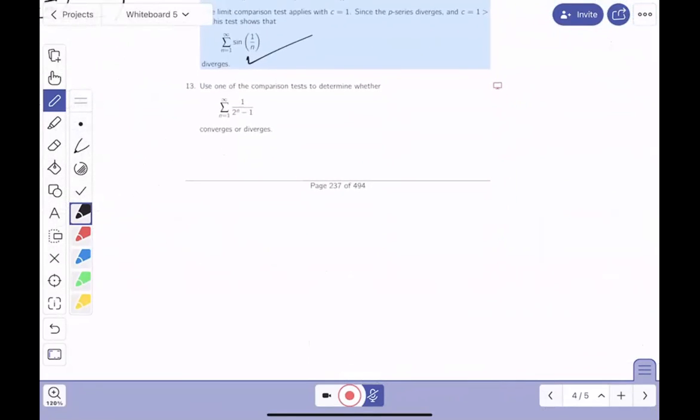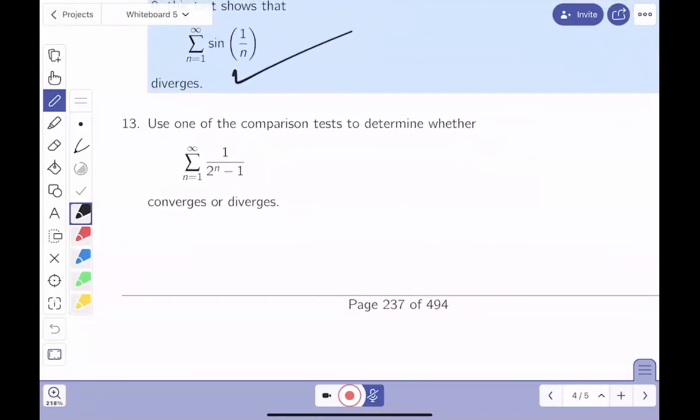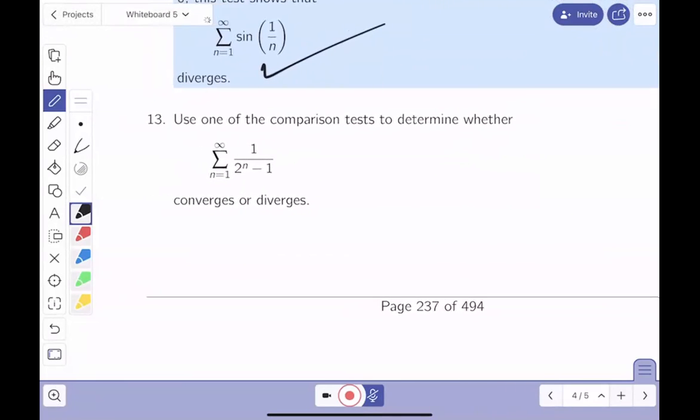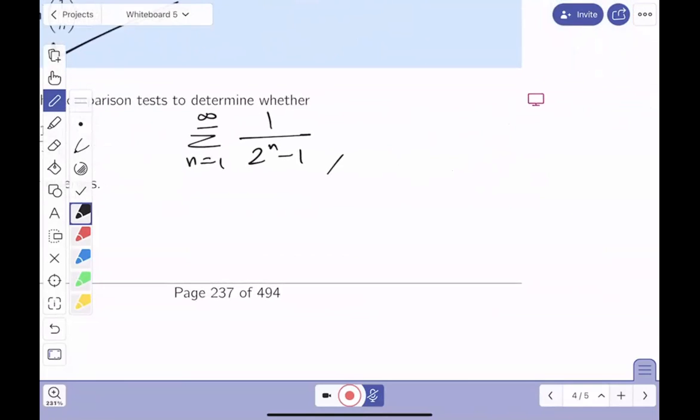All right, let's look at number 13. It says use one of the comparison tests. And again, my favorite comparison test at this point is the LCT. Now, before I do that, I want to point out it's a positive term series. I hope that's clear as day. All right. So I'm going to write this over here. And I'm going to use a series. Not a p-series, it's geometric for comparison purposes, 1 over 2 to the n. This is a convergent geometric series.